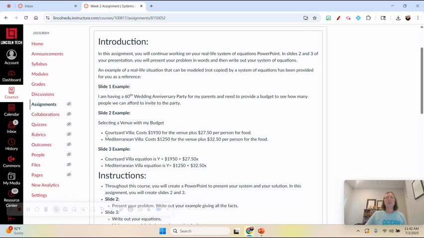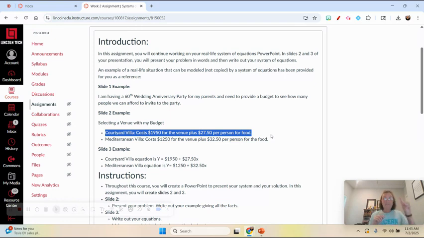Now look at our example. With the Courtyard Villa, we have a flat rate cost of $1,950. And then they charge us $27.50 per person. The key here that I want you to focus on is a flat rate and a per person rate. A flat rate and a per day rate. A flat rate and a per whatever rate, okay? If you'll keep that in mind when you are creating your scenario, that's really going to help you down the path, okay? So you have that for the Courtyard Villa.